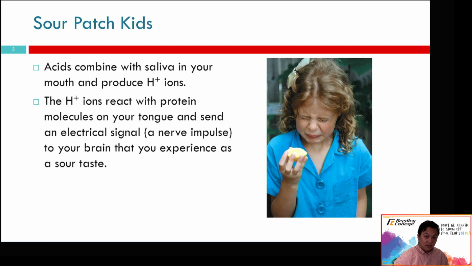The acids combine with saliva in your mouth, and they produce protons, or a hydrogen plus ion, right? Because hydrogen only has 1 electron, so if it loses that electron, it's just a proton. So acids combine with the saliva to produce protons, or hydrogen ions. These hydrogen ions then react with the protein molecules on your tongue and send an electrical signal, or nerve impulse, to your brain that you experience as sour taste.